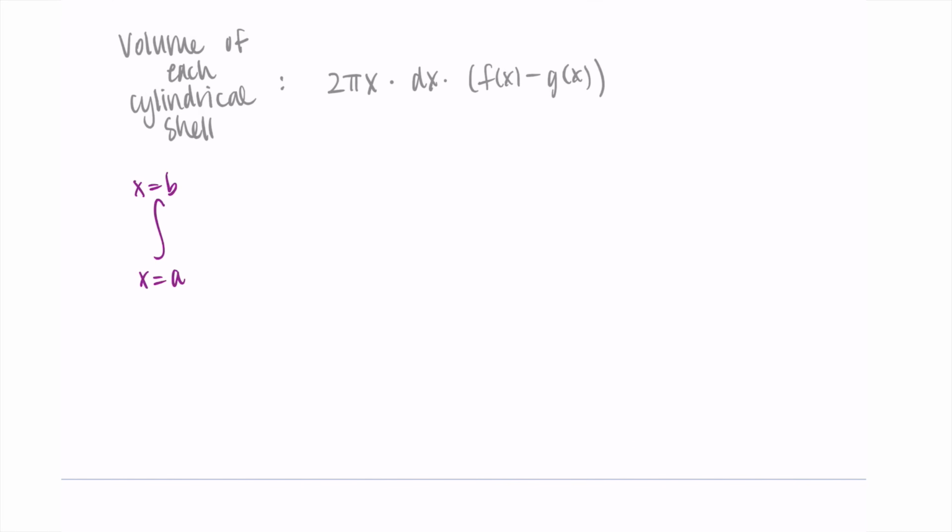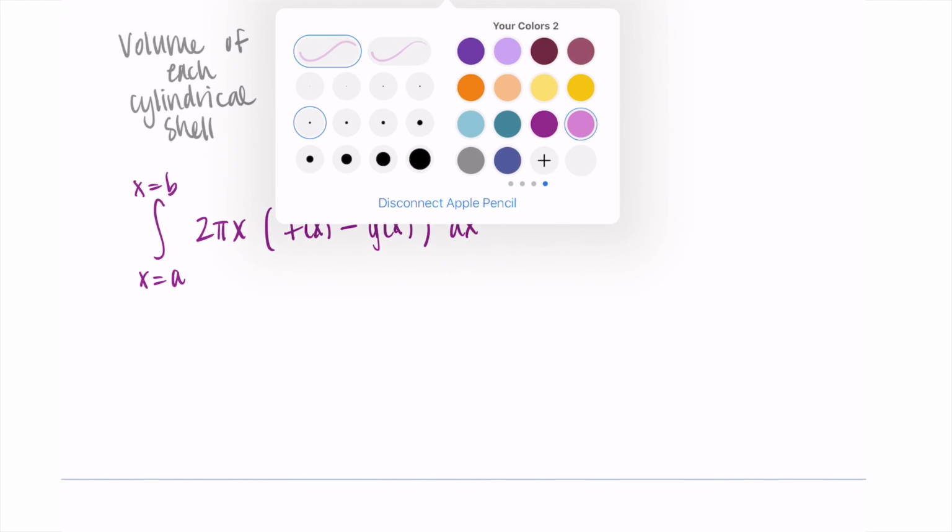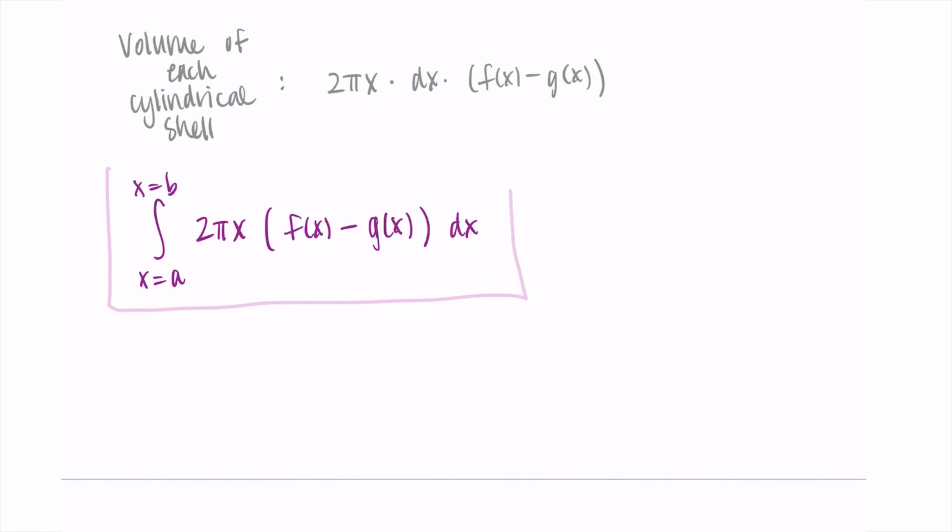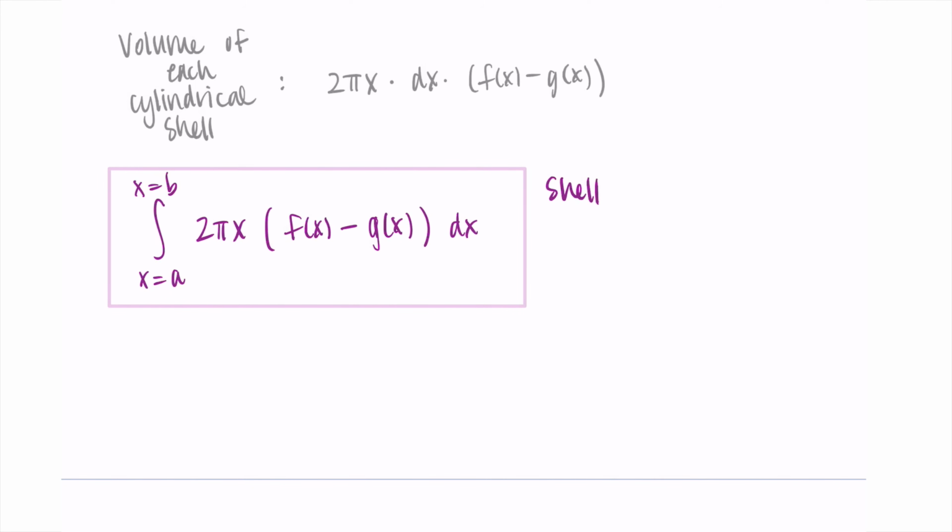And then we add up everything that we have inside. So I have the 2 pi x, that's the circumference of each shell. I multiply it by the height of each shell, which is f of x minus g of x. And then I multiply by that little depth, or sort of like the width of each shell, that's the dx. And here we go. So this is our formula for using the shell method around the y-axis. What's noteworthy here is that it's around the y-axis, but we have x's as our variables, so that's sort of what sets the shell method apart.